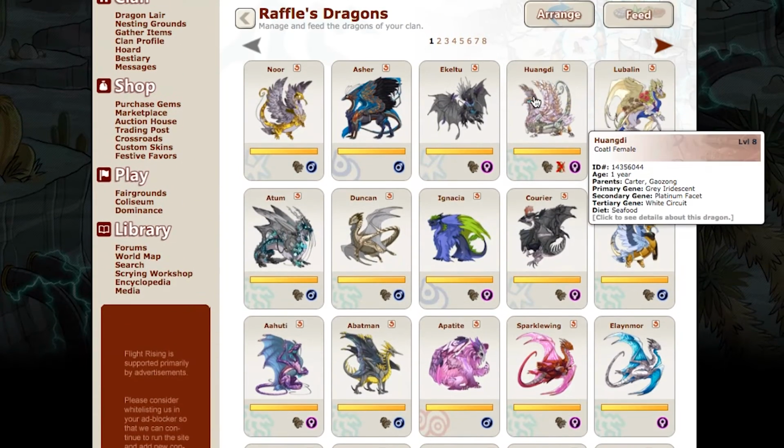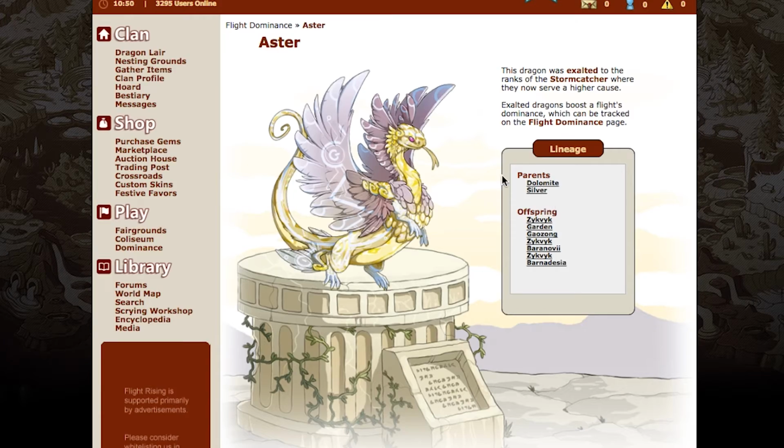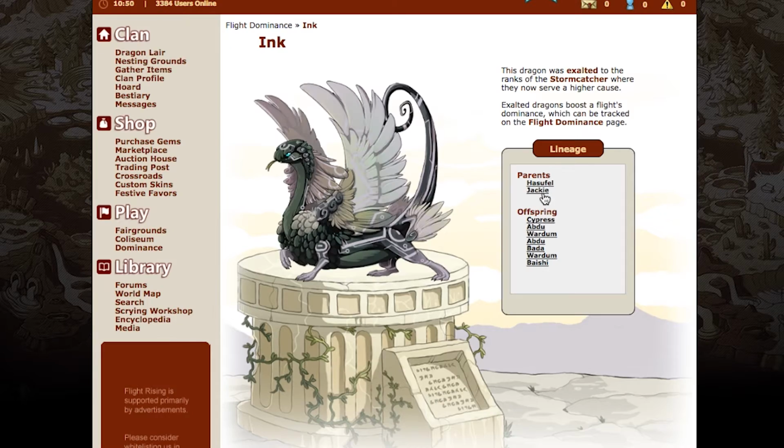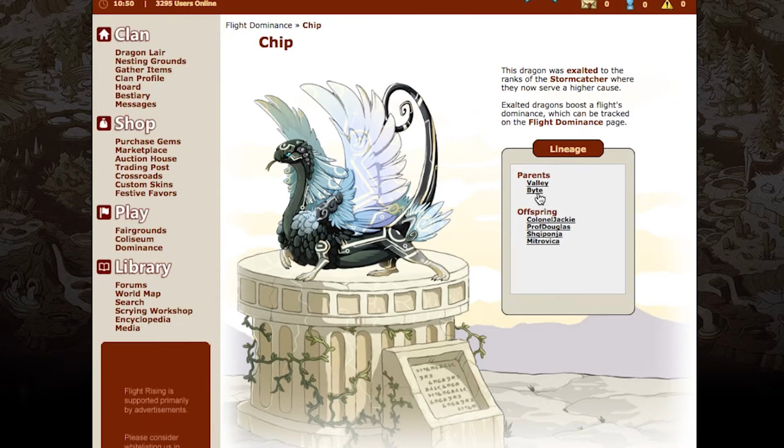I'm pretty obsessed with my dragon genealogy on Flight Rising. The parents and offspring trees on Flight Rising are probably one of my favorite game paradigms. For longer than 2 years, I've cultivated a core bloodline in my lair.